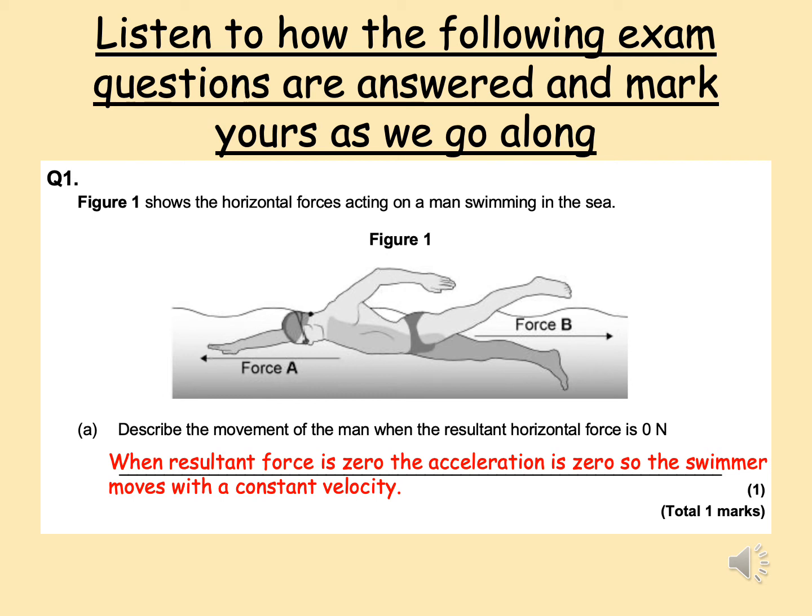Now in this question it already said that the man was swimming in the sea. Now when you're swimming you're not still, typically you're moving. So we can assume that this man was actually moving forward. So therefore what we can assume is that when the resultant force is 0, the acceleration is 0, so the swimmer would be moving with a constant velocity.